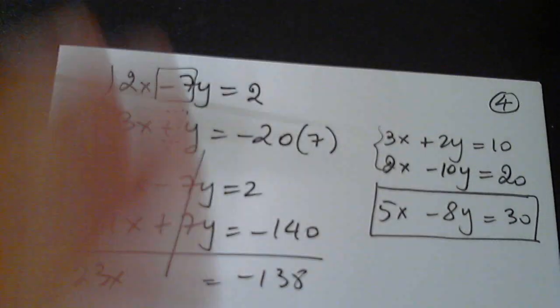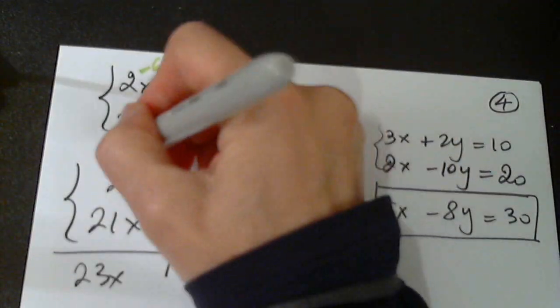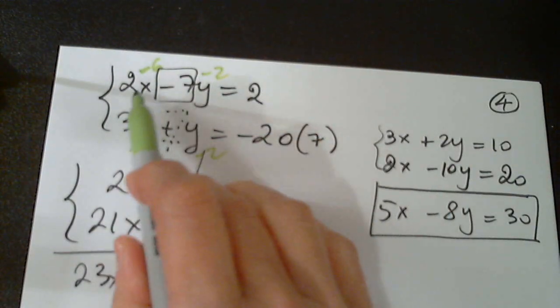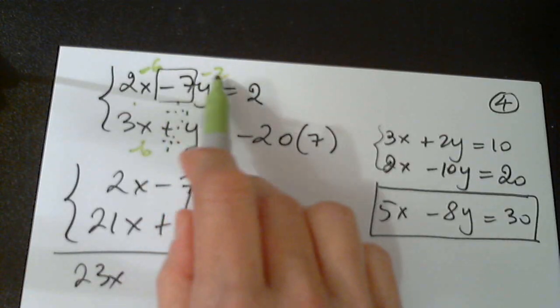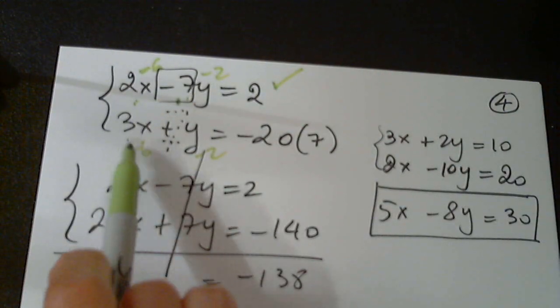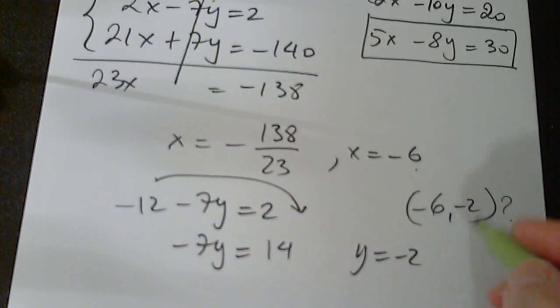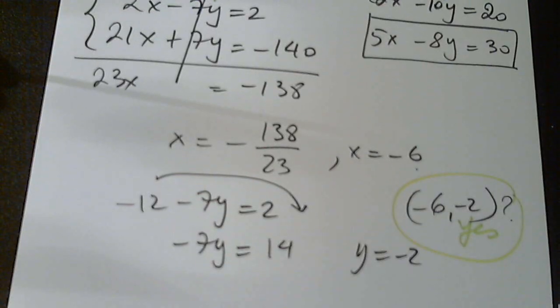But it's very easy to check. Negative 6, negative 2. Negative 12 plus 14, that's correct. Negative 18 minus 2, negative 20, that's correct. And now I can say with certainty, yes.